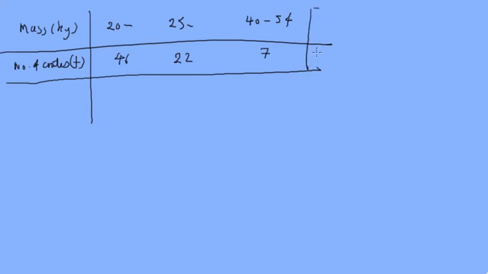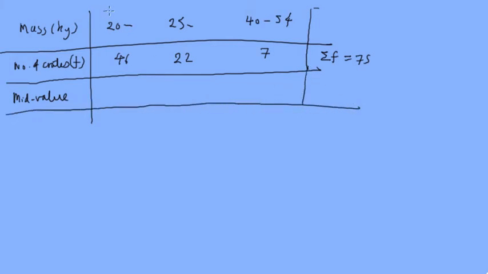Now we'll need the sum of the frequencies, so that's going to be 75, and now we need to find the mid value. So the mid value is, in each range, what is the mid value of the mass? So here, between 20 to 25, it's going to be 22.5. Here, between 25 and 40, it's going to be 32.5. And between 40 and 75, it's going to be 47.